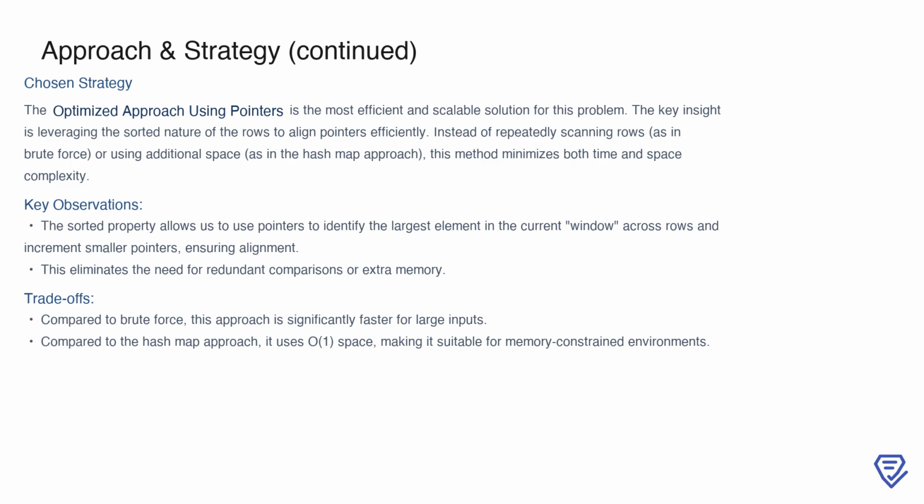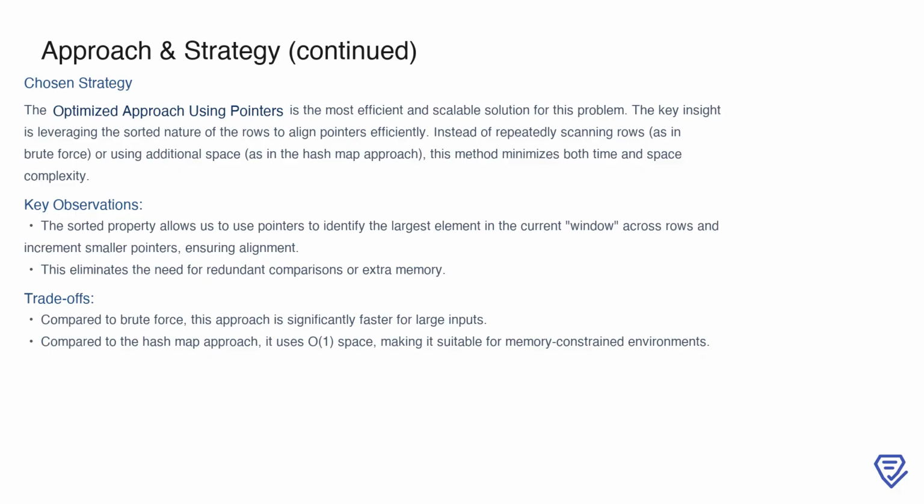Instead of repeatedly scanning rows like the brute force method or using additional memory as with the hash map approach, this method relies on aligning pointers efficiently. By incrementing pointers of rows with smaller elements, we eliminate redundant comparisons and avoid the overhead of extra storage. Key observations include the fact that the sorted property allows us to focus on the largest element in the current window across rows, incrementing only the necessary pointers to ensure alignment.